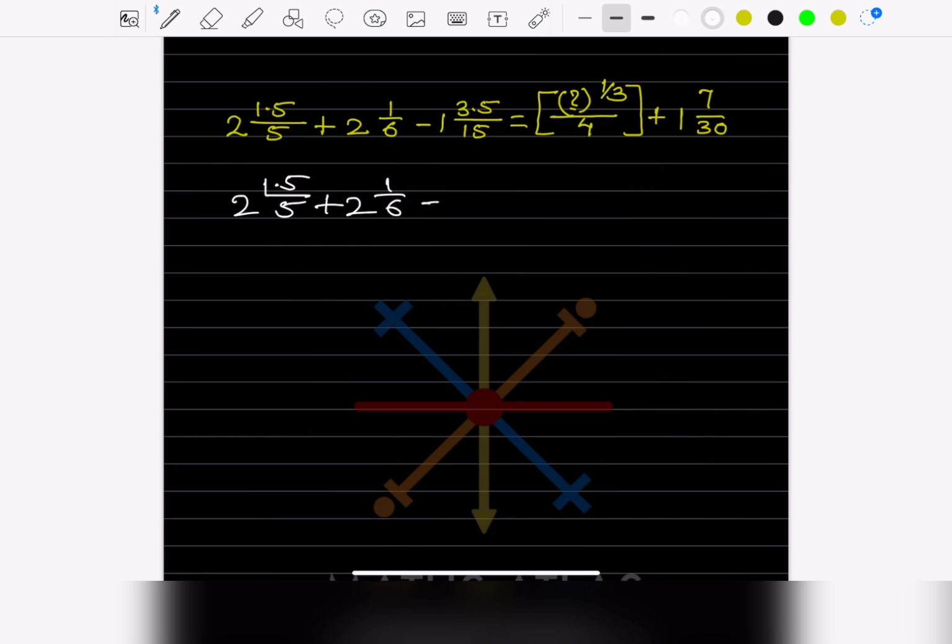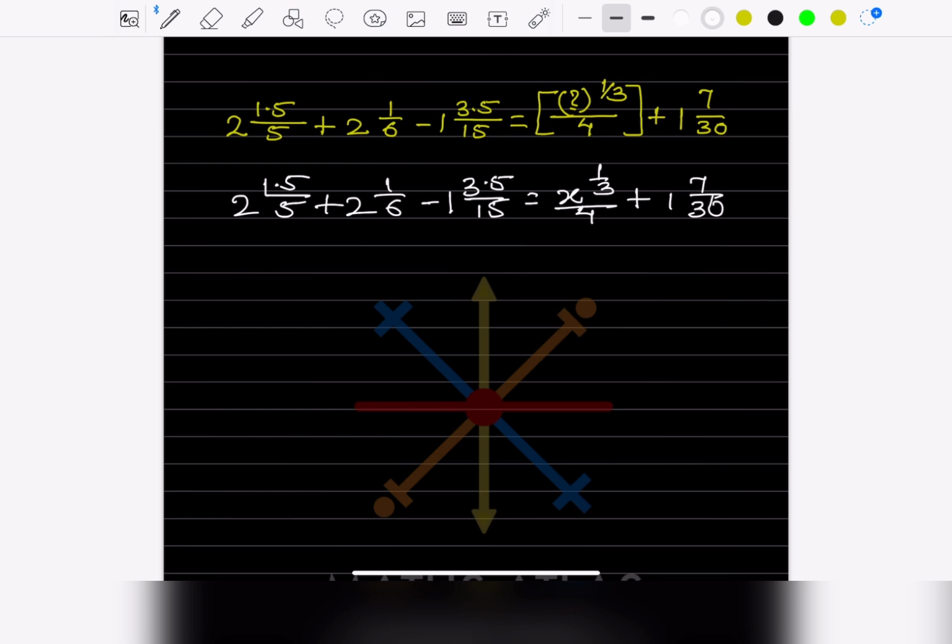5 1/6 minus 1 3/15 is equal to, in place of that question mark we'll put x. So that is going to be x raised to 1 by 3 divided by 4 plus 1 7/30. So now what are you going to do?